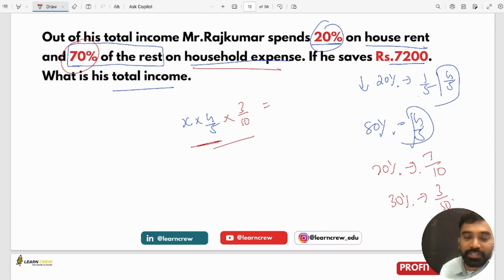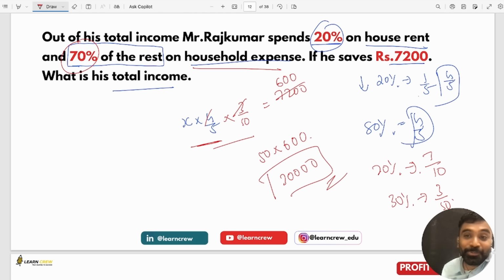After doing all these expenditures, what is he left with? 7,200. 4 into 3 is 12. 12 will go 6 times. 72 into 600. 5 into 10 is 50. 50 into 600 is 30,000. That is the salary.